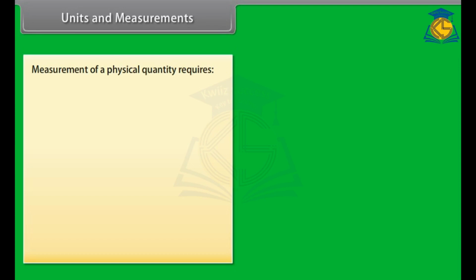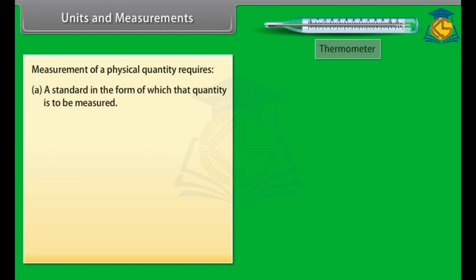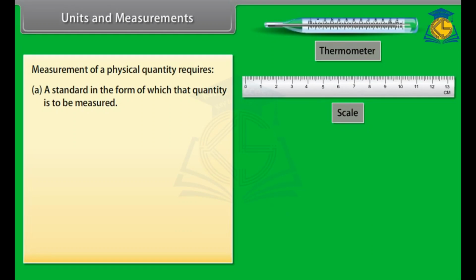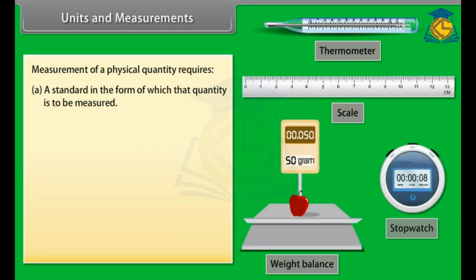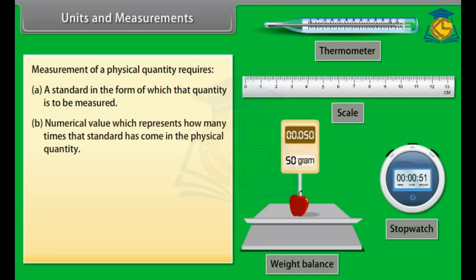Units and measurements. Measurement plays a very vital role in the study of physics. Measurement of a physical quantity requires A. A standard in the form of which that quantity is to be measured. B. Numerical value which represents how many times that standard has come in the physical quantity.